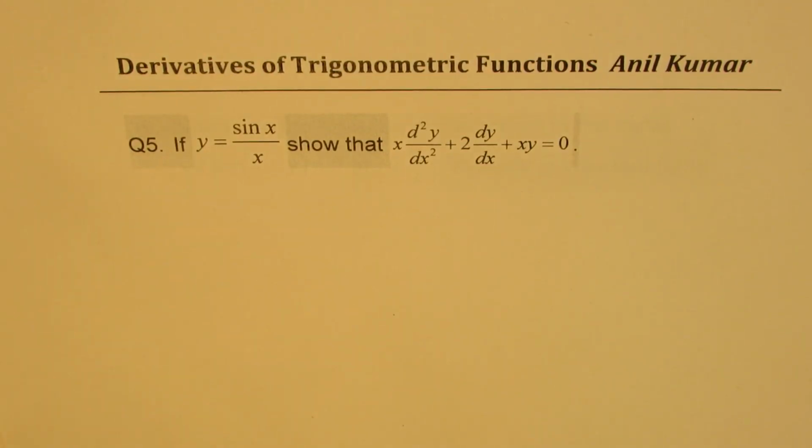Question number 5. If y equals sin x over x, show that x d2y over dx squared plus 2 dy dx plus xy equals 0. You can actually pause the video, answer this question, and then look into my suggestions.